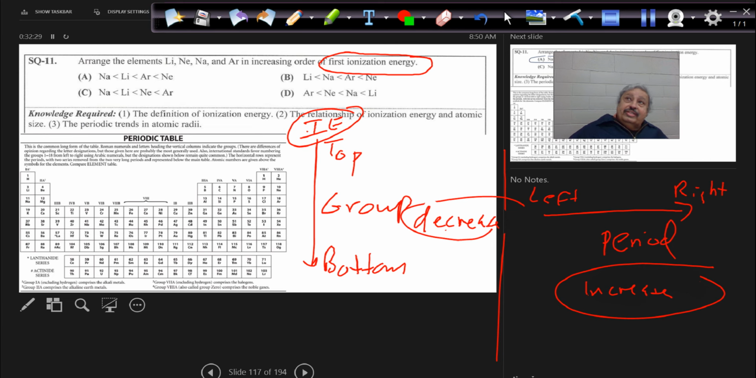So the ionization energy of sodium compared with lithium: lithium has a larger atomic radius, so less ionization energy. So sodium is the least one. Then as you go from left to right, the ionization energy, the opposite of atomic radius, will increase. So argon is greater than lithium. So this one here is the highest one. And neon, correct? Neon is at the top.